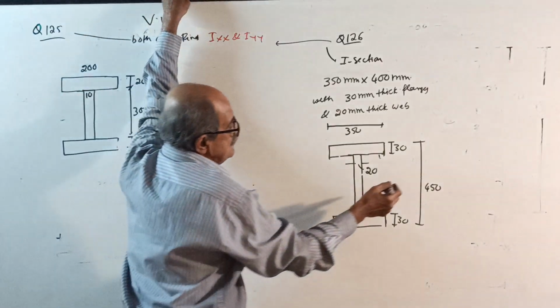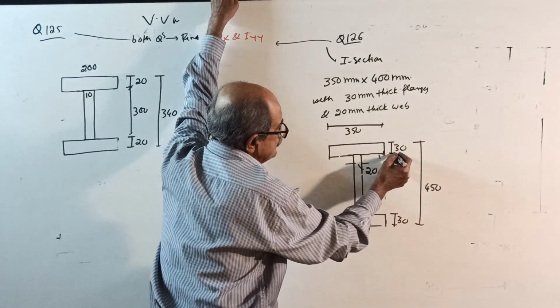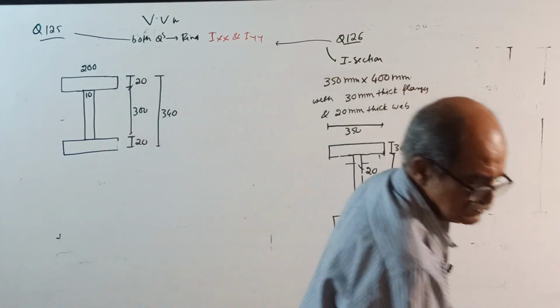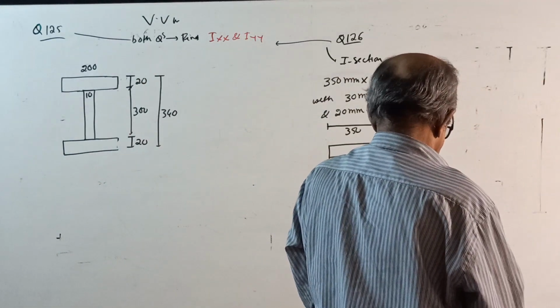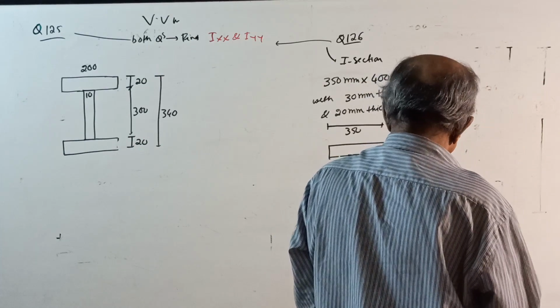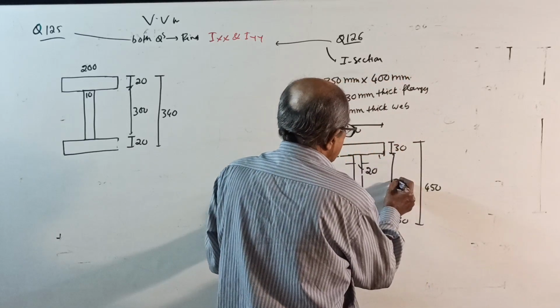But here this is 450, 30 lesser. This depth you have to calculate. That much common sense is required. That depth is 450 minus 60. 450 minus 60 is 390.